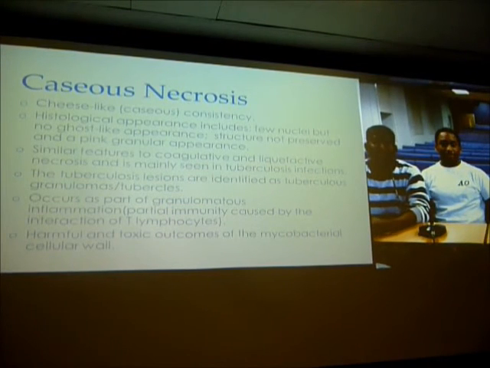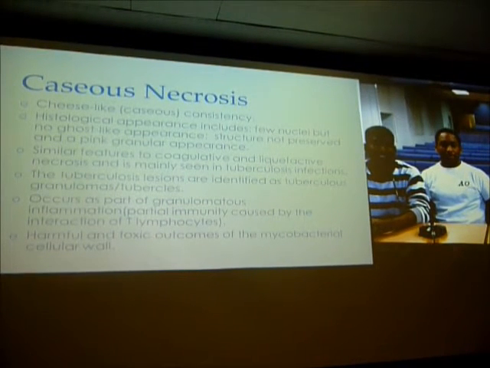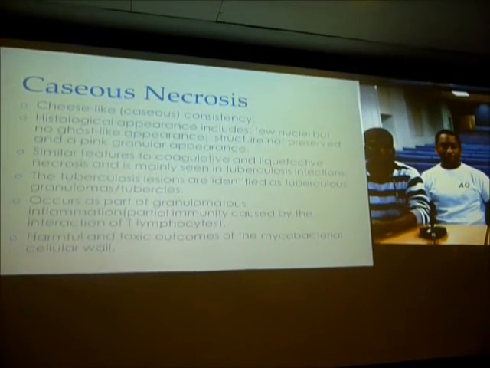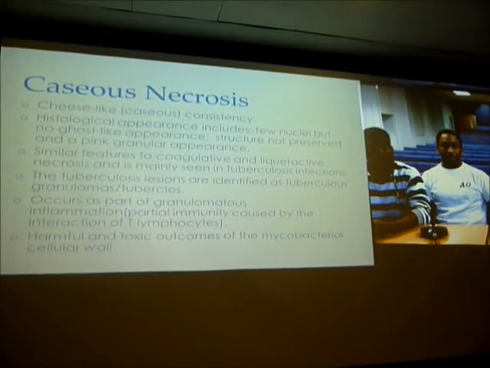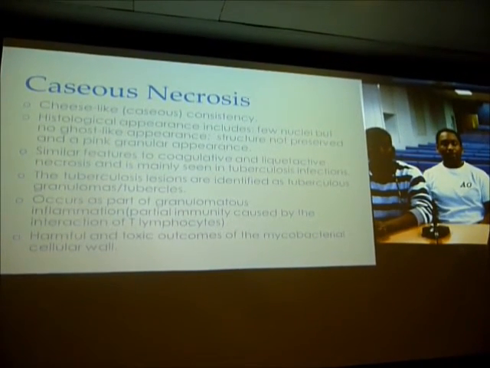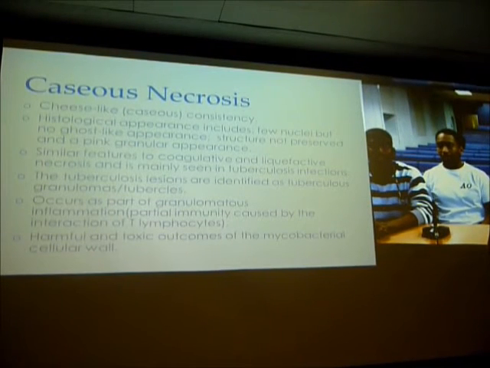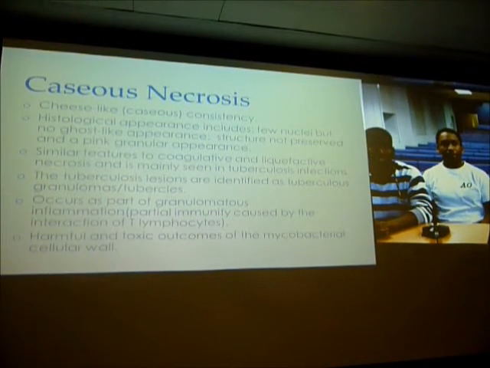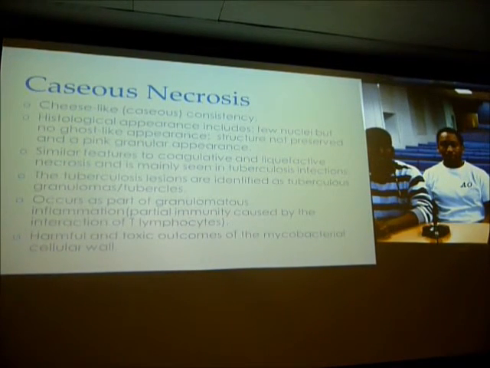Caseous necrosis macroscopically has a cheese-like consistency. Histological appearance includes few nuclei but no ghost-like appearance, structure not preserved, and has a pink granular appearance. It has similar features to coagulative and liquefactive necrosis and is mainly seen in tuberculosis infection. The lesions are identified as tubercles.